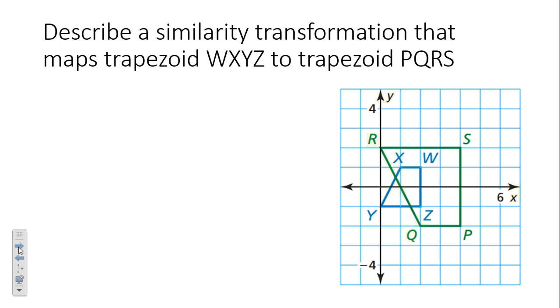Describe a similarity transformation that takes trapezoid WXYZ to trapezoid PQRS. WXYZ is the blue one again. That's our pre-image. PQRS is our green one. So what is taking us from the blue to the green? Riley? A rotation potentially, okay?